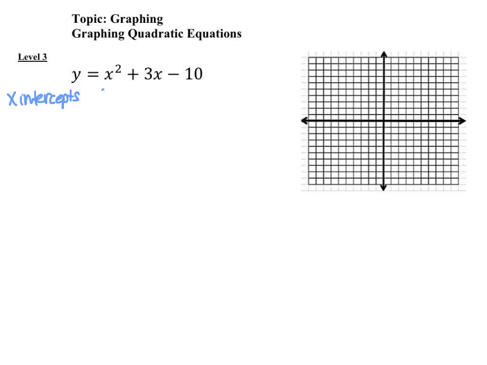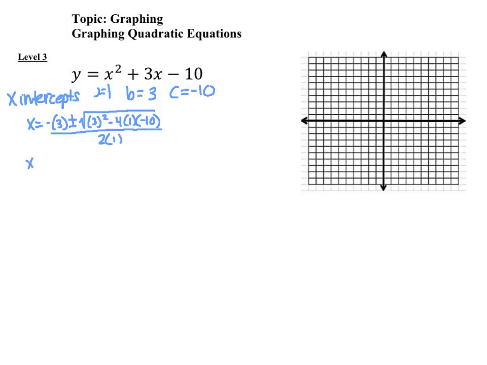So, my a value is going to be equal to 1, my b value is going to be equal to 3, and my c value is negative 10. So now plug it into the formula. I have x equals negative b plus or minus the square root of b squared minus 4ac, all divided by 2a.